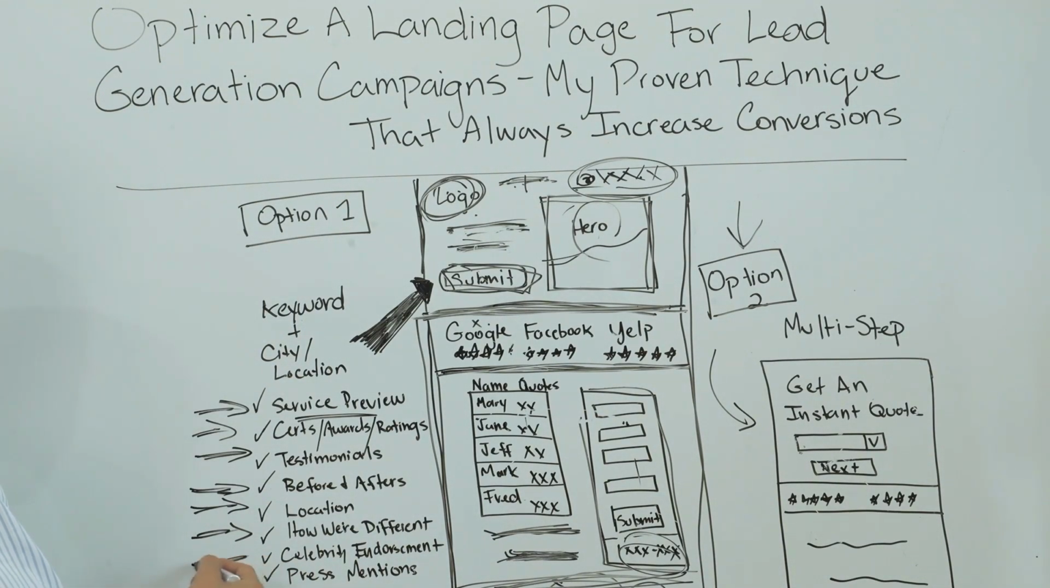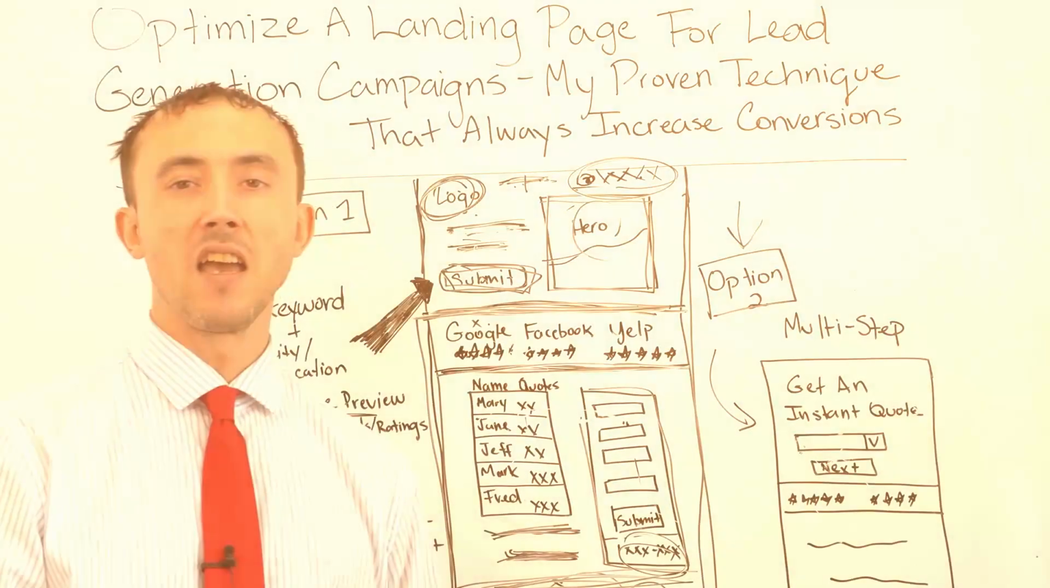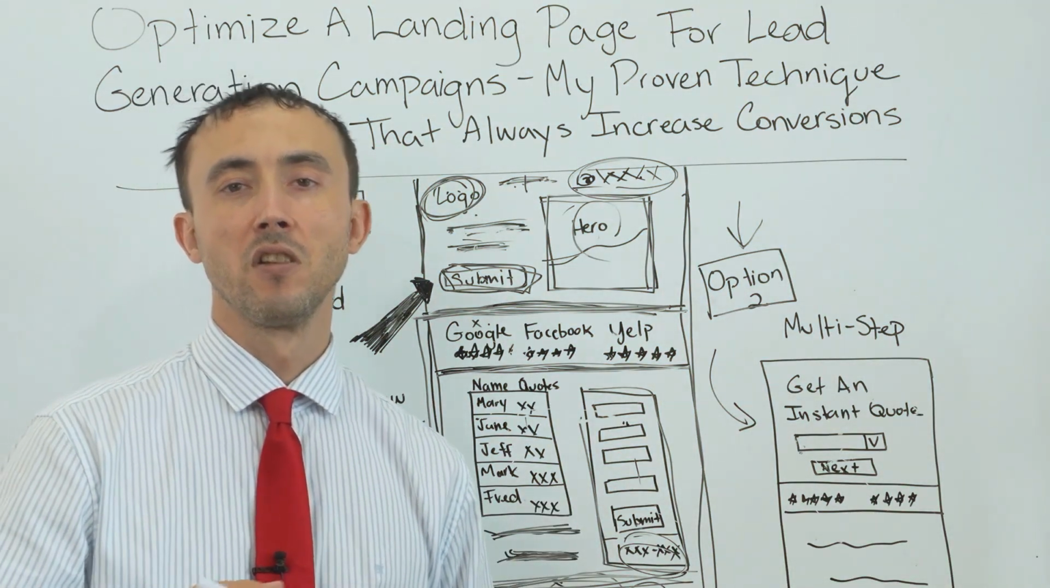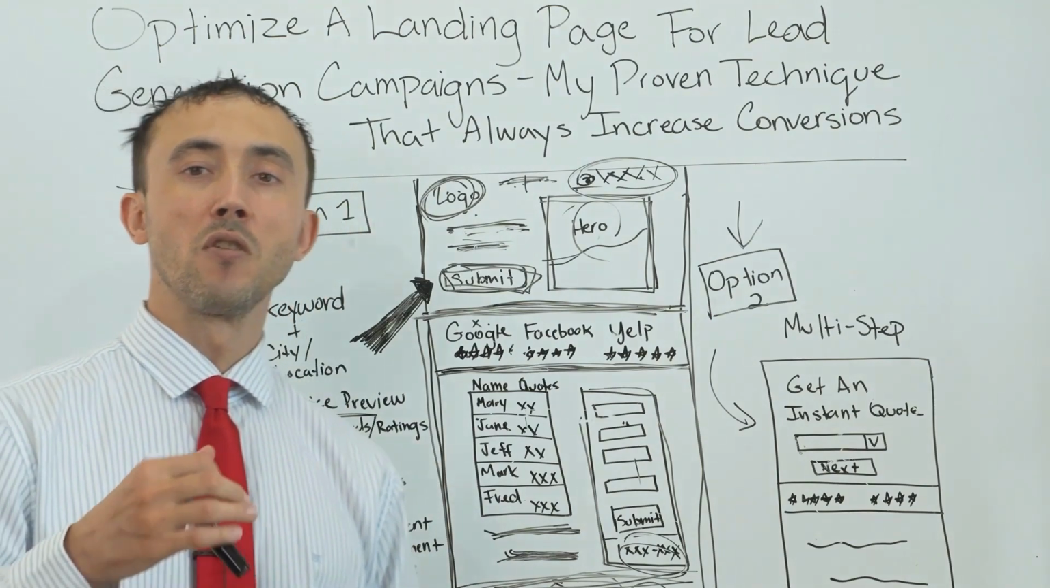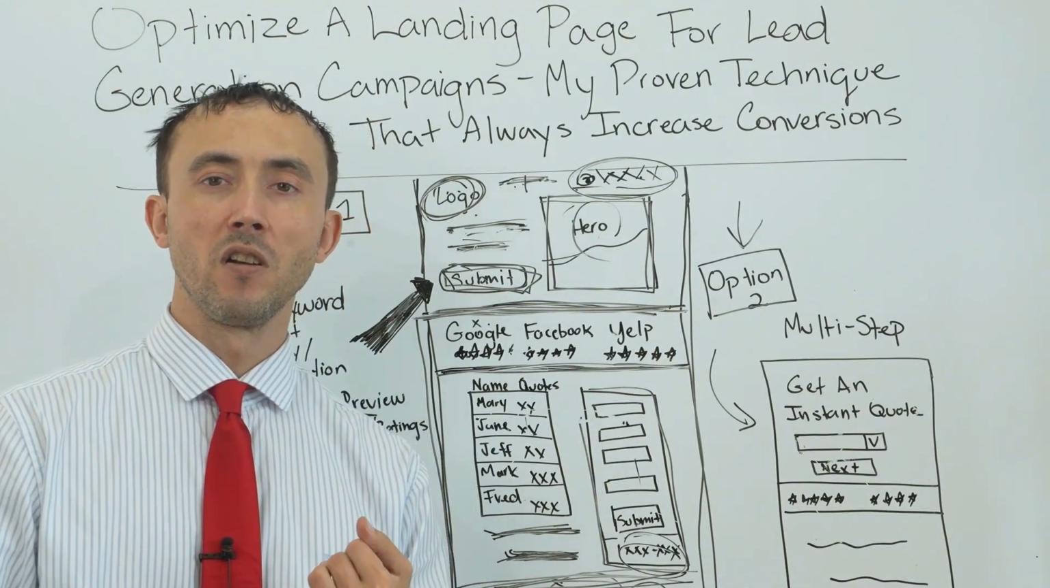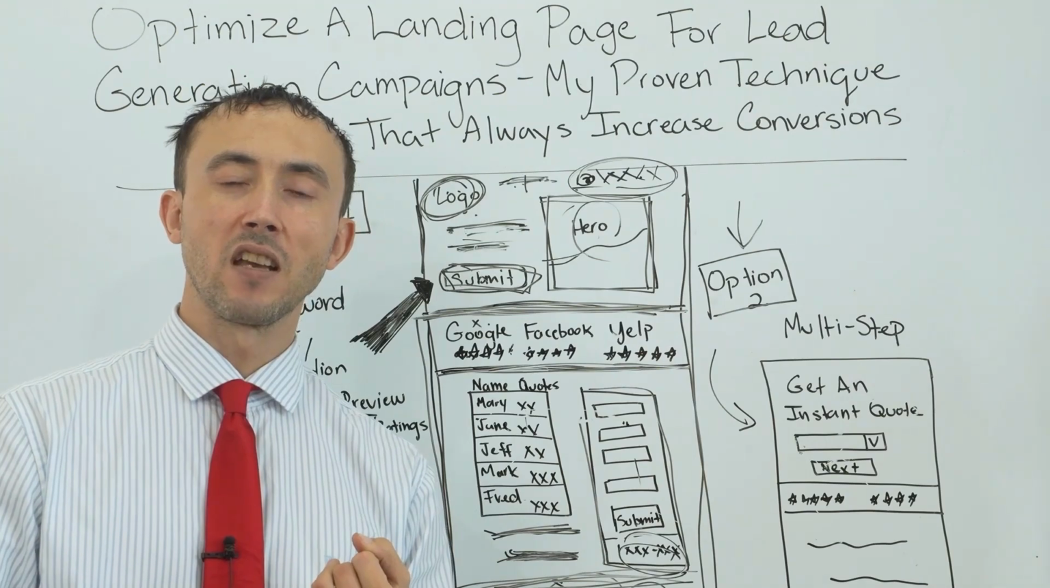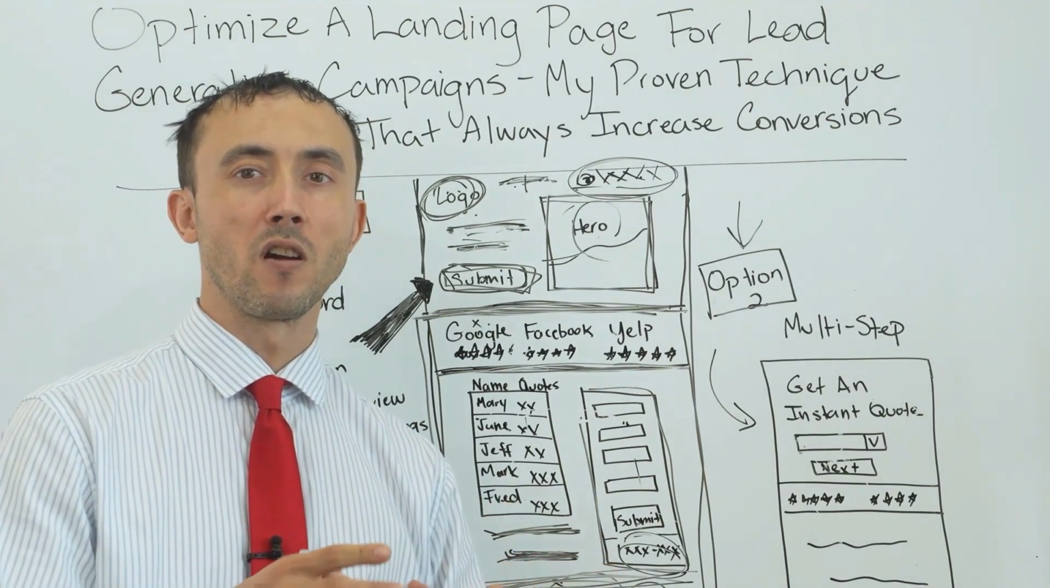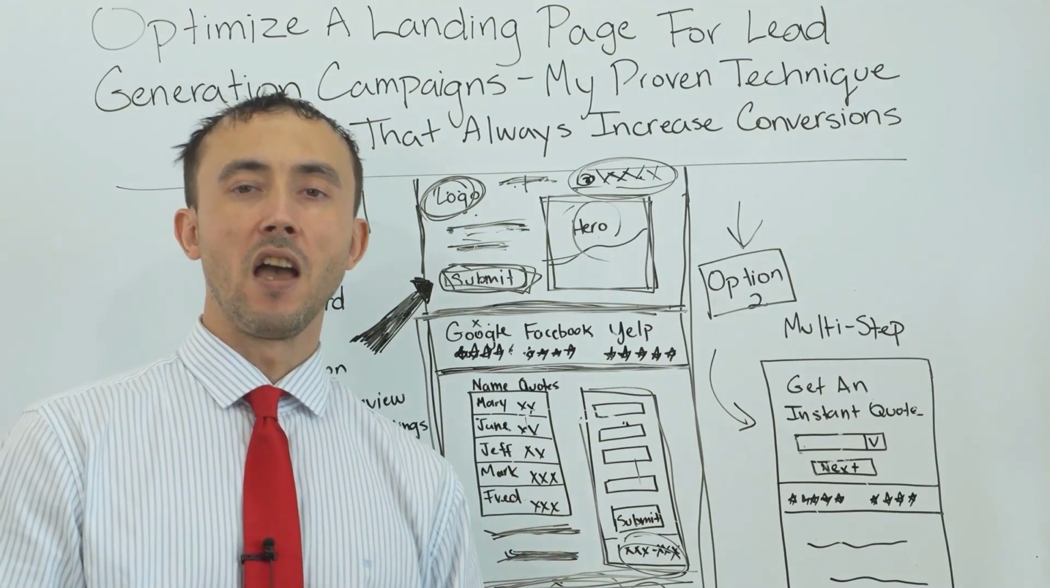Then you're going to go ahead and have a section for celebrity endorsement, aka influencers. And so you either get an industry influencer, like in the architectural space, that could say, yes, this is actually a really good architectural service company.